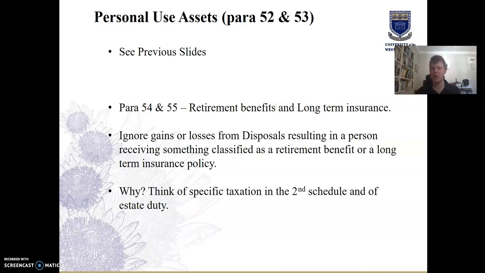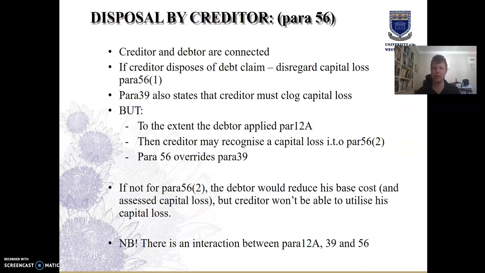Why is this? Well, they're taxed specifically in terms of the second schedule, or in terms of life insurance as estate duty, so you don't need to tax them again under CGT. Make sure you make this link or make a note here if you haven't done the slides yet on retirement benefits or you haven't done the videos and slides on estate duty. Awesome. Para 56. Para 56 is a very interesting one and requires a little bit of thought.